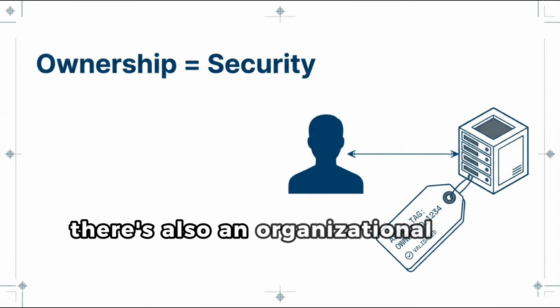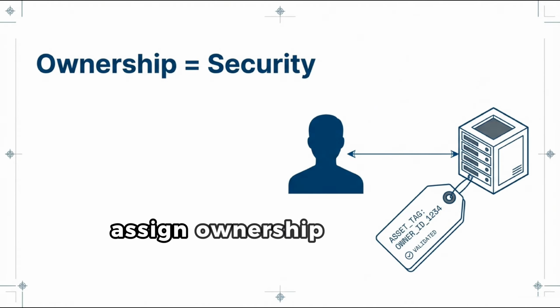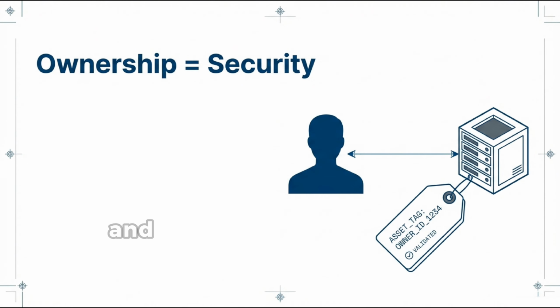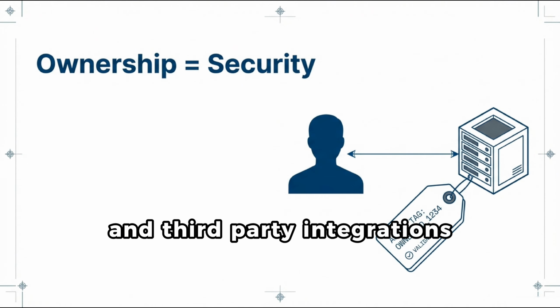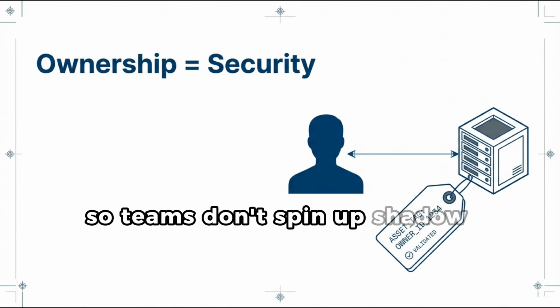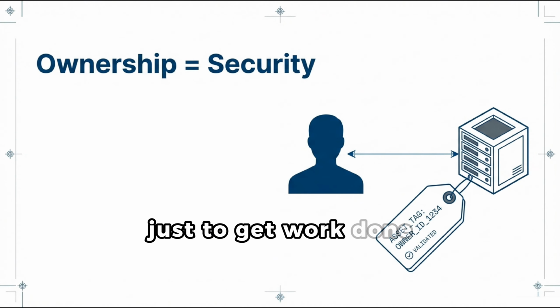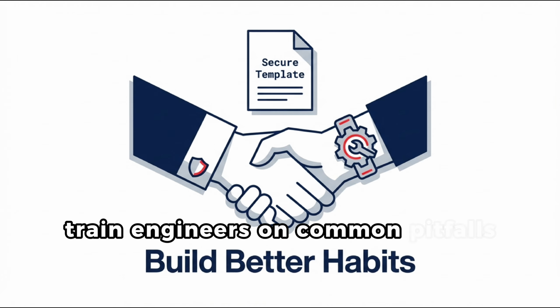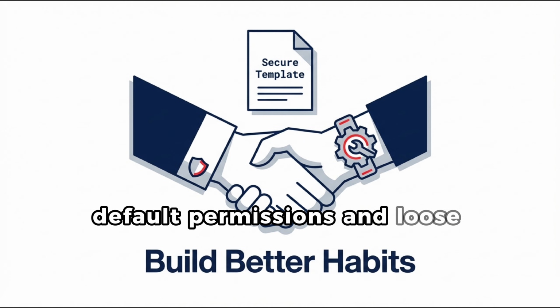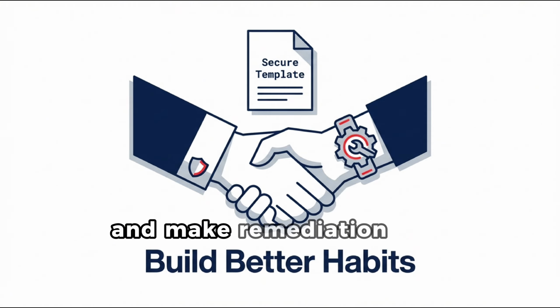There's also an organizational side. Assign ownership for assets and require security sign-off for public endpoints and third-party integrations. Provide safe, self-service patterns so teams don't spin up shadow infrastructure just to get work done. Train engineers on common pitfalls, temporary environments, default permissions, and loose automation, and make remediation easy.